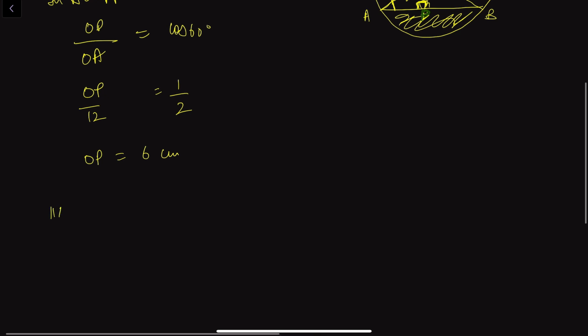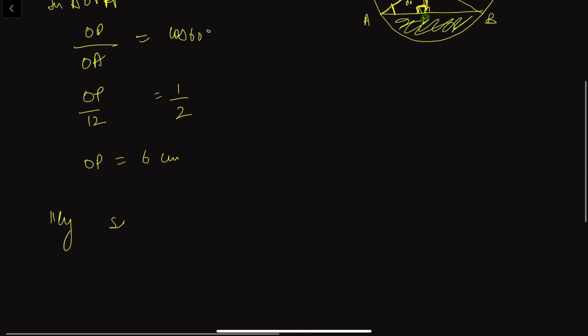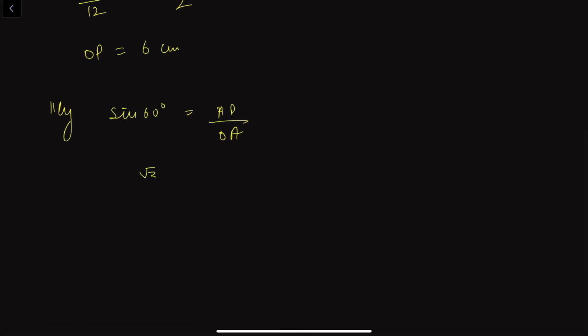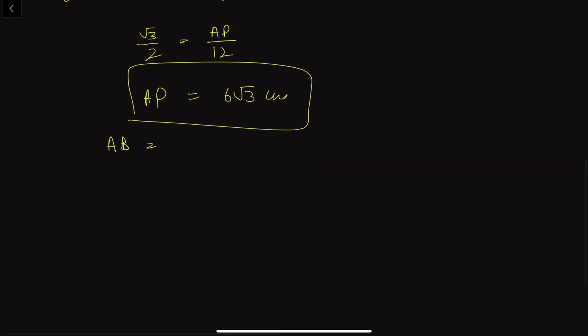Now similarly we will find the value of AP using sin 60 degrees. Sin 60 degrees would be AP upon OA. The value of sin 60 degrees is √3 upon 2, which equals AP upon 12. So AP is going to be 6√3 centimeters, right? Now we need the total length of the chord, which is 2 times AP because it is bisected, so you'll get 12√3 centimeter, right?